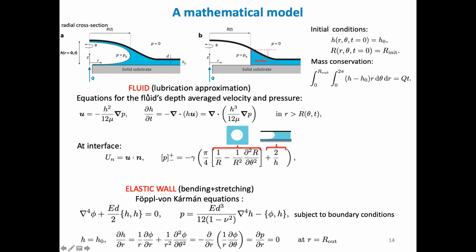So first of all, we have to model the fluid. And for the fluid, just like in a classical system where you have two rigid walls, we take the lubrication approximation, and we write down equations for the fluid's depth-averaged velocity and the pressure. And that equation is exactly the same as what I've already shown you in the first slide of this talk. Now, the equation for the pressure is different. The reason why it's different is because now the depth of our liquid layer can in principle vary as the sheet responds to the flow.